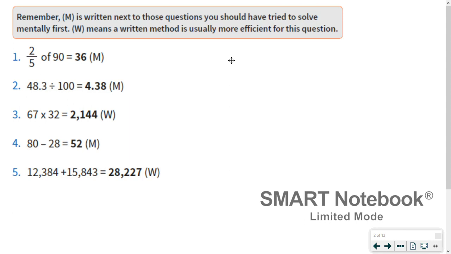So number 1, 2/5 of 90. Now remember, we divide the 90 into 5 equal parts, and then we times that by the numerator of 2 to give us 36. So 90 divided by 5 gave us our 18, and then we times by 2 to get our 36.